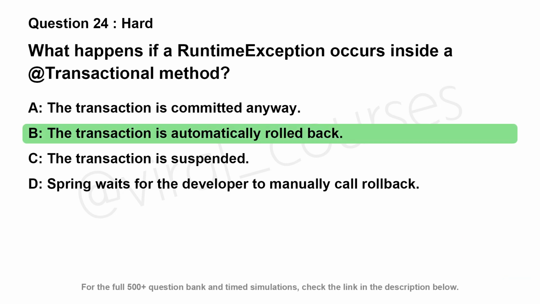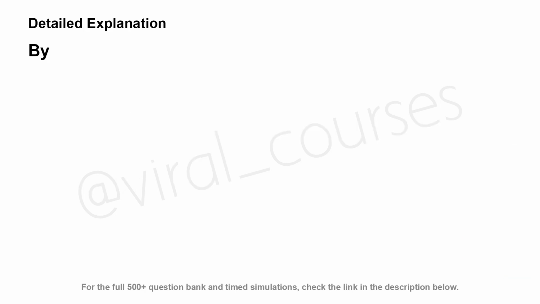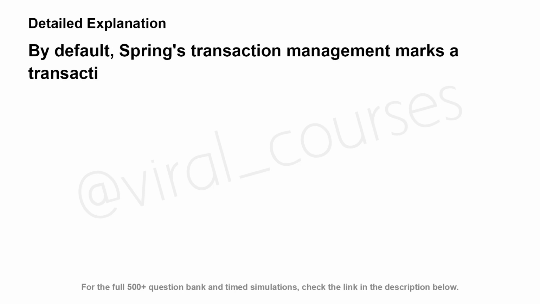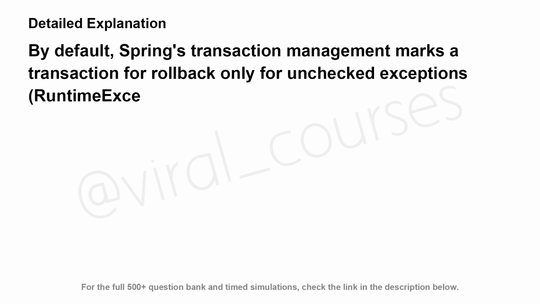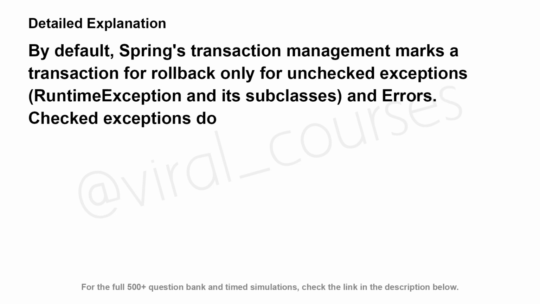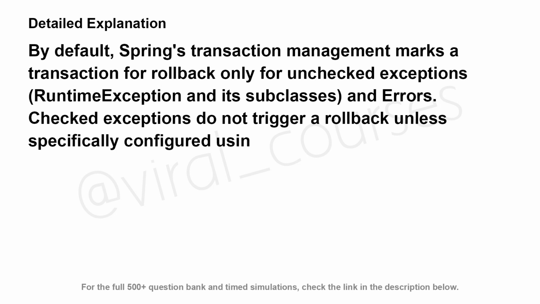The correct answer is B. By default, Spring's transaction management marks a transaction for rollback only for unchecked exceptions, RuntimeException and its subclasses, and errors. Checked exceptions do not trigger a rollback unless specifically configured using the rollbackFor attribute.